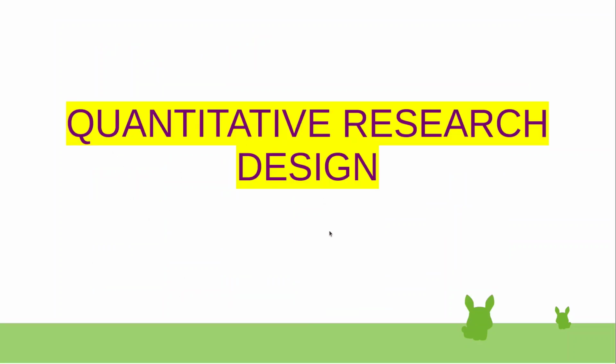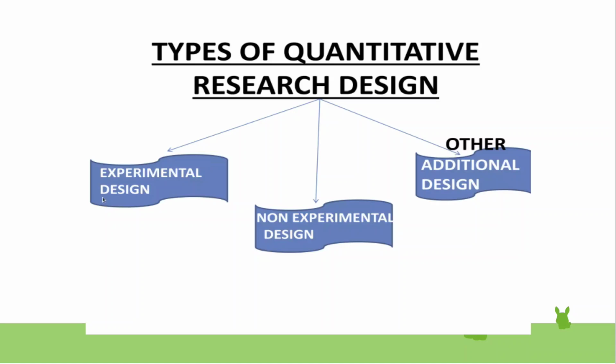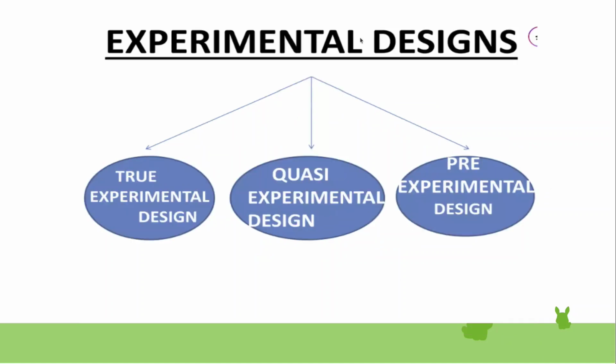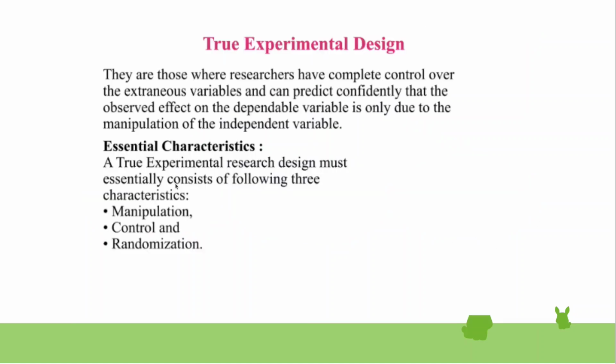So coming to the quantitative research designs, types are experimental, non-experimental and other additional designs. Experimental designs are divided into three types: true experimental, quasi-experimental and pre-experimental design. Coming to the first one, true experimental research design. They are those where researchers have complete control over the extraneous variables. So in true experimental research design, the researcher, the person who is doing the research, will have complete control over the extraneous variables in the study.